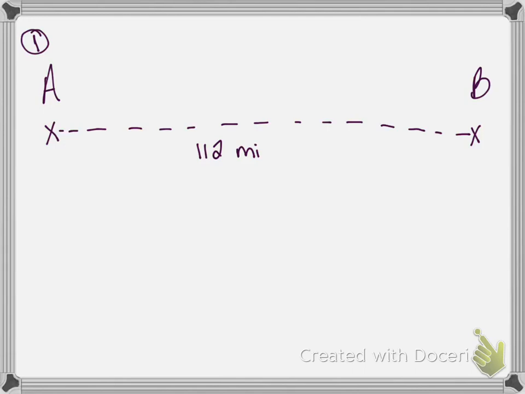So lots of things going on in this problem. We are starting in two different cities. So here is City A and here is City B. The distance between these two cities is 112 miles. So the distance between City A and City B is a total of 112 miles.